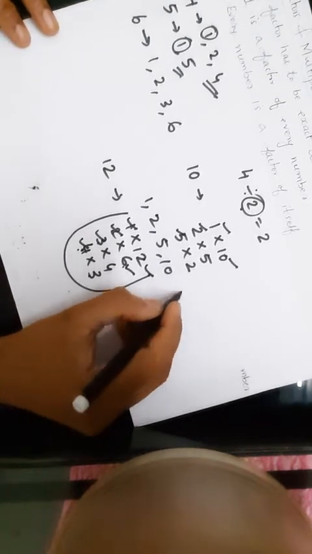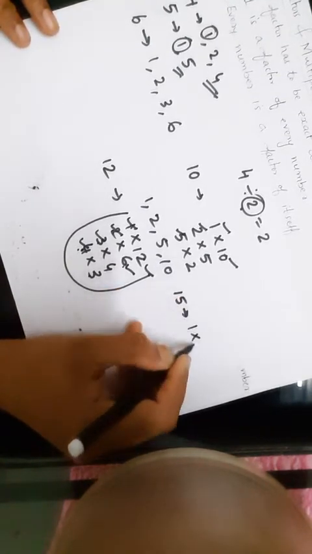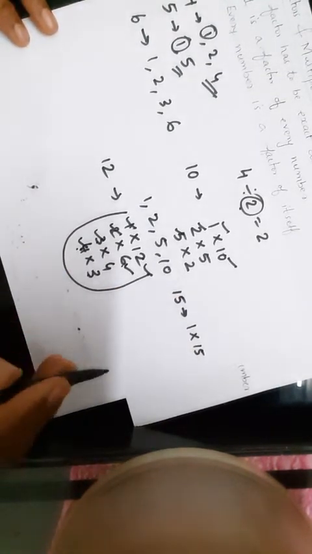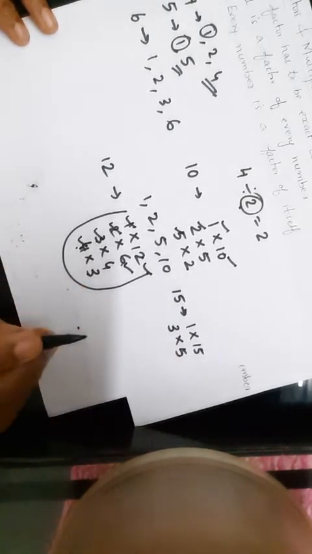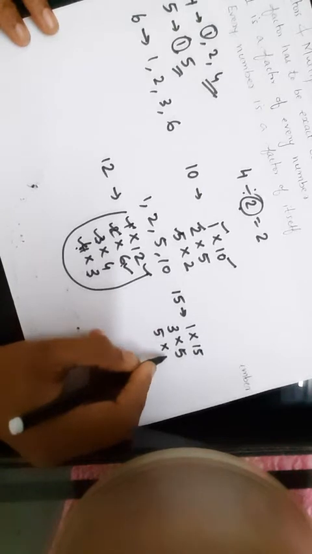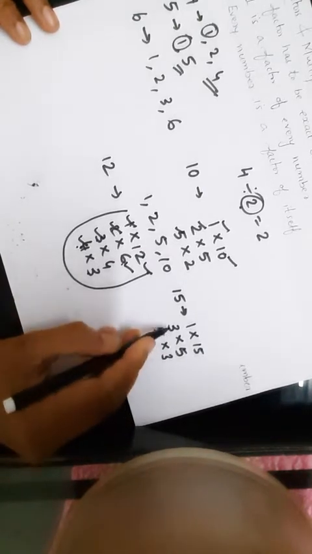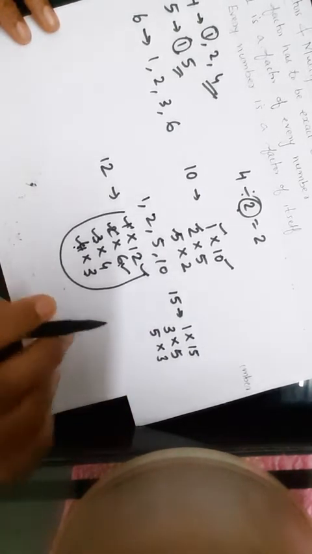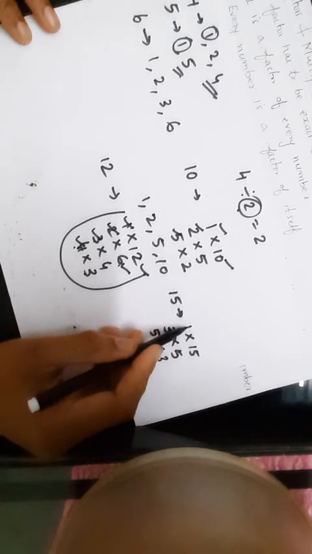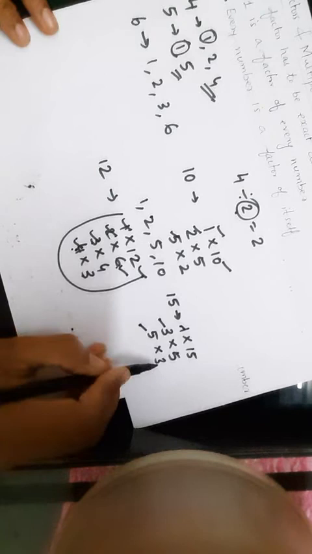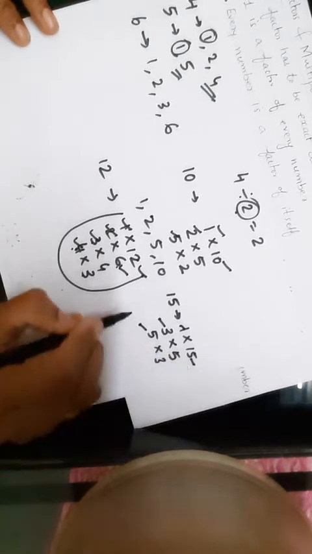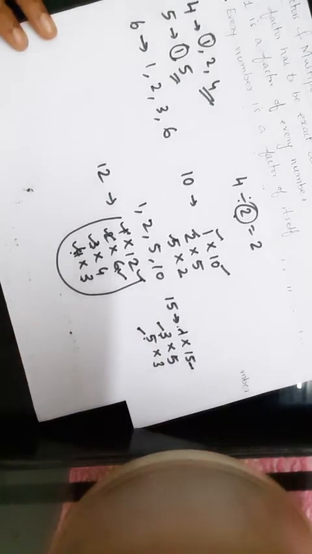Let us write the number 15. 1 into 15 is 15. 2 is not there. 3 into 5 is 15. 4 is not there. 5 into 3 is 15. So when this comes, we can stop here. So the factors are 1, 3, 5, 15.